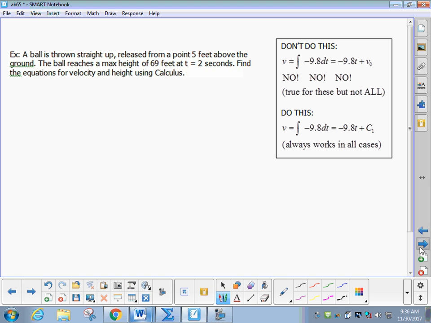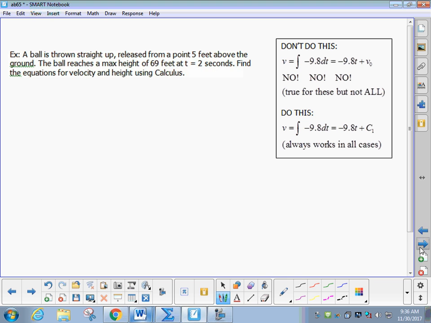Okay. A ball is thrown straight up, released from 0.5 feet above the ground. The ball reaches a max height of 69 feet at time equal to 2 seconds. Oh, I do need that. I don't think I need that whole thing. Actually, that's okay. Find the equations for velocity and height using calculus.